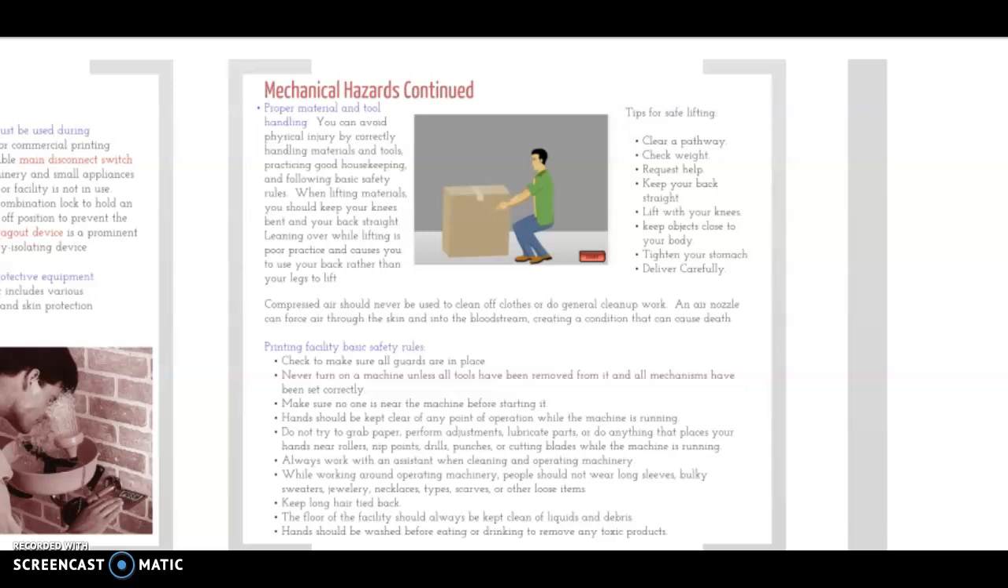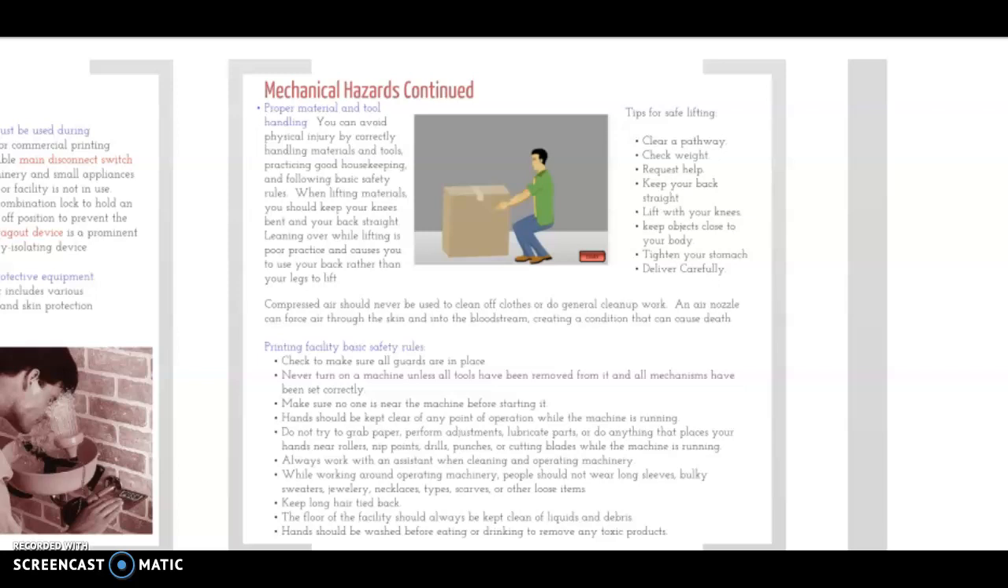First one, check to make sure all guards are in place. Never turn a machine on unless all the tools have been removed from it and all the mechanisms have been set correctly. Make sure no one is near the machine before you start it up. Hands should be clear of any points of operation while running a machine. Do not grab paper, perform adjustments, lubricate parts, or do anything when the machine is running.